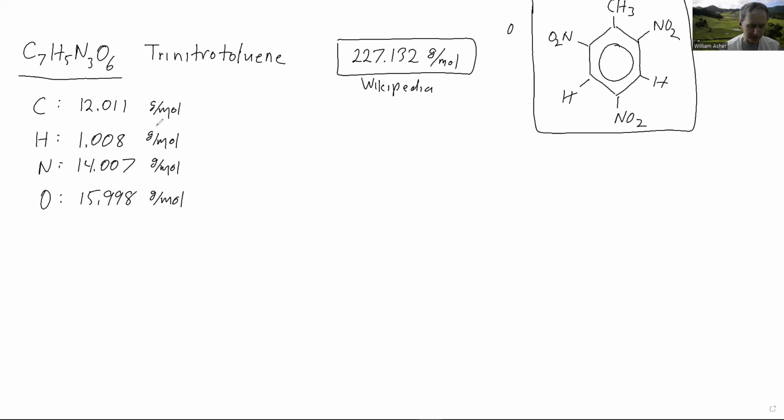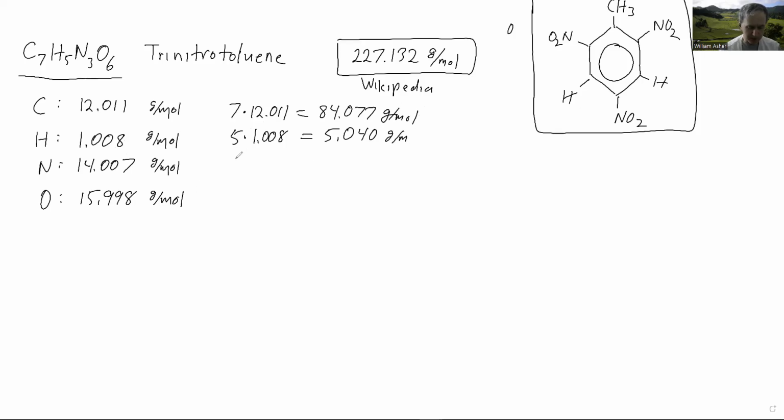So there are 7 carbon atoms. That means the total mass of carbon inside the TNT molecule is 7 times 12.011, because each carbon atom adds 12.011 grams per mole. So 7 times 12.011 is equal to 84.077 grams. And then there are 5 hydrogens, so it's 5 times 1.008, which is 5.040 grams per mole.